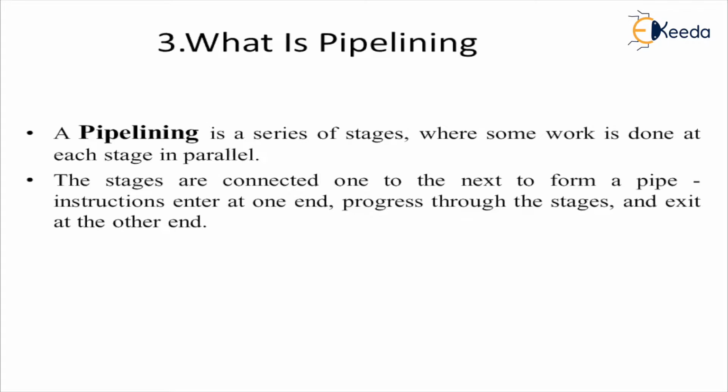So what does it look like? A pipeline is a series of stages where some work is done in parallel. One stage is connected to the next stage to form a particular pipeline. And in this pipelining, a set of instructions is executed simultaneously. They enter at one stage and exit at the other, and the output becomes the input to the second stage. These processes execute simultaneously. So this is the process of pipelining of the instruction, the flow of instruction which takes place: entry at one point, exit at the other point.